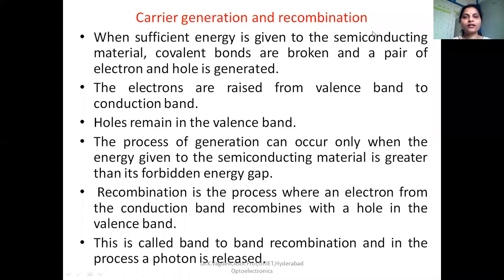Good morning, all. Welcome to the third lecture of Unit 3. Today we are going to discuss carrier generation and recombination.